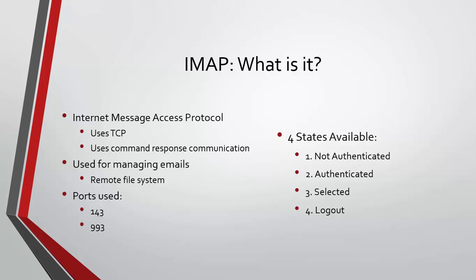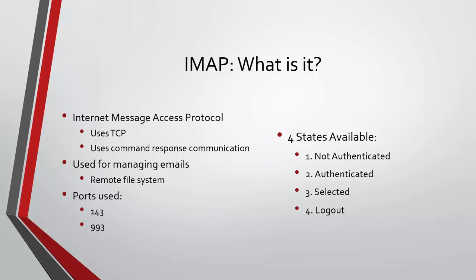One difference that IMAP has over POP3 is it has a remote file system. So once messages are downloaded, they remain on the server. So it's not a one-time thing like POP3. And once messages are downloaded, you don't need internet to access the downloaded messages. IMAP uses port 143 as well as 993.